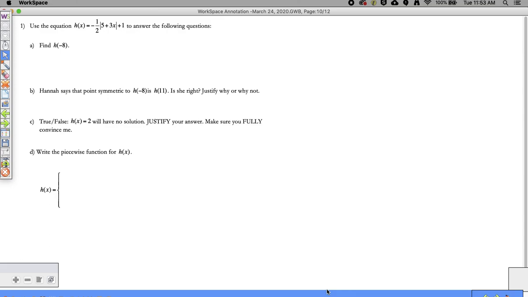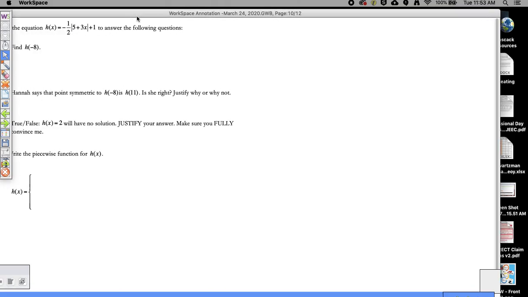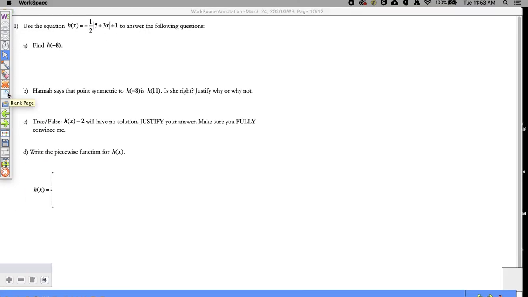Absolute value functions and how we can build them as piecewise, and then answering some really nice questions about them. So, all right, we have this first one here, and we're given this equation: h of x is equal to -1/2 times the absolute value of 5 plus 3x plus 1. And we're using that to answer the following questions.